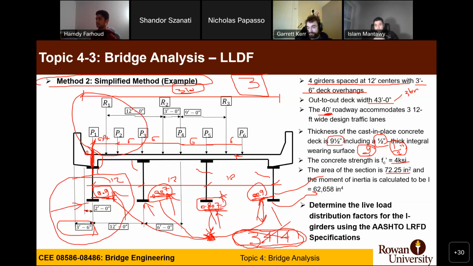Okay? So make sure that what we try to do today is to get the maximum effect of the trucks on the exterior girder and interior girder. No one scenario will give the maximum on the two of them at the same time. Okay? Make sense?